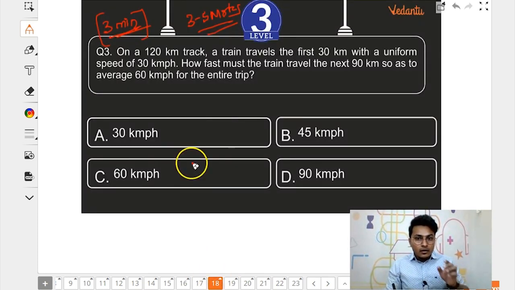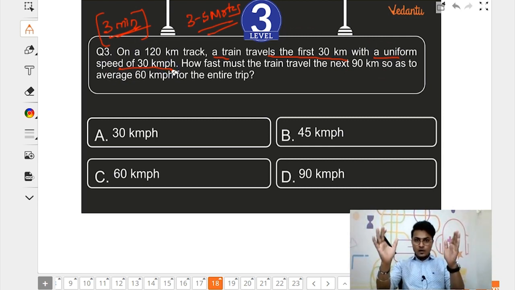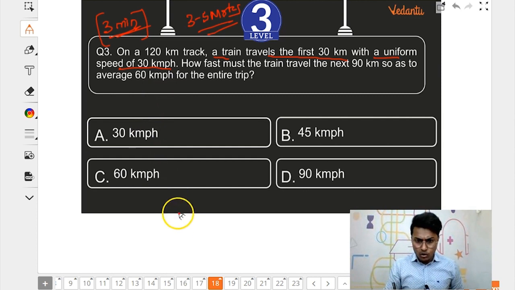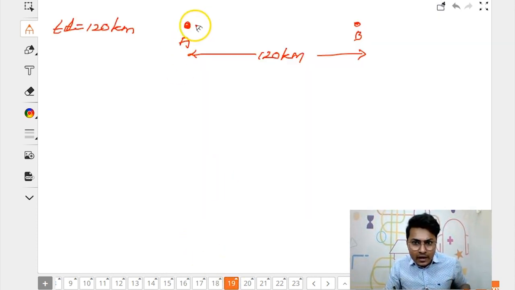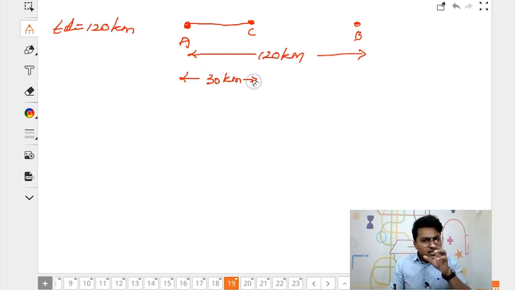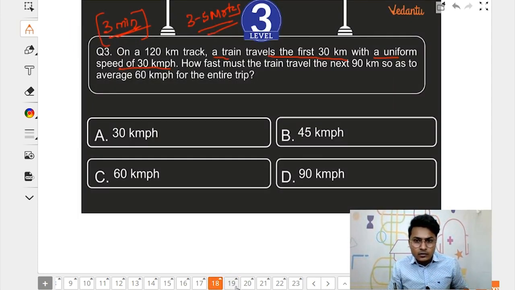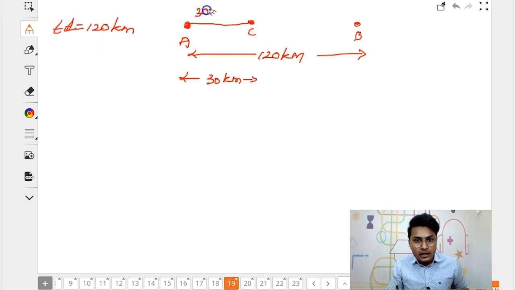Now moving forward, we need to understand a train travels the first 30 kilometers with a uniform speed of 30 kmph. Clear? So they are telling कि 120 kilometers is the total distance. इसमें से the first 30 kilometers the train is traveling at 30 kmph. Okay, that is noted down. So let's imagine कि from point A to point C, जहाँ train traveled only 30 kilometers at a speed of how much was it? 30 kmph. Okay, awesome. 30 kmph is what my train is taking to cover it up.